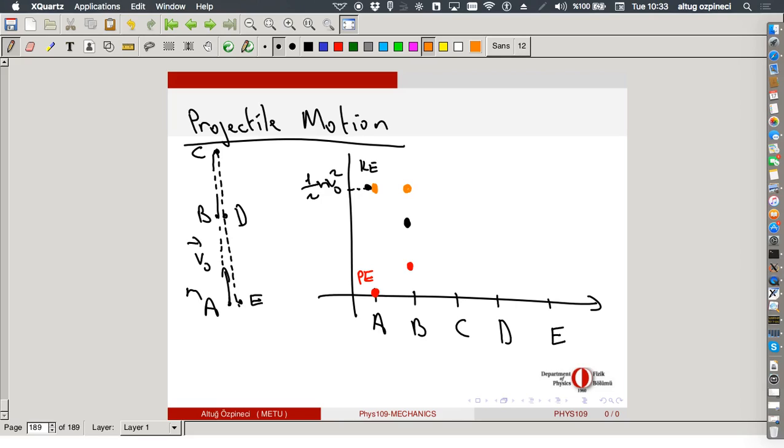What about the point C? What's the mechanical energy? 1 over 2 m v0 squared is always the same. What about the kinetic energy at the point C? The kinetic energy is 0. What about the potential energy? Remember, the potential energy and the kinetic energy should always be equal to the mechanical energy, which doesn't change. So if the kinetic energy is 0, the potential energy should be maximum, 1 over 2 m v0 squared.